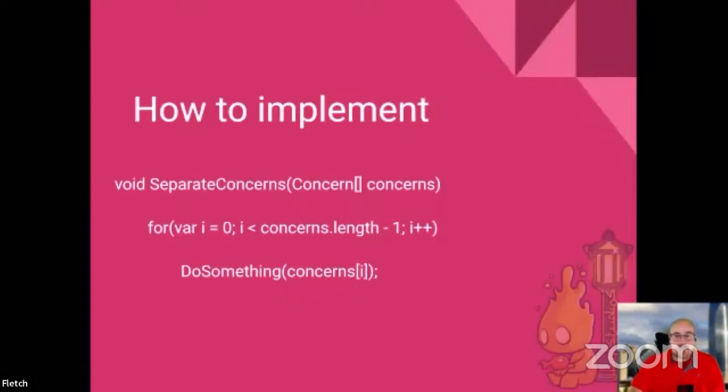Okay, so how to implement separation of concerns. So you've got a collection of concerns and you do a for loop and you do something with each concern. This talk is actually not about any type of writing code. It's more about the principles. So this is a joke.